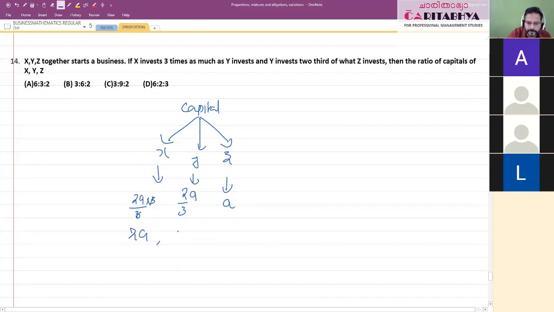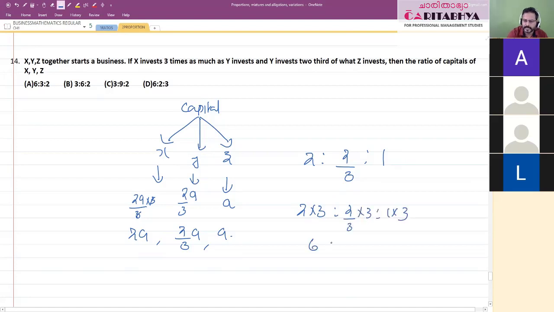X invested 2a, Y invested 2/3 a, Z invested a. So the ratio will be, since a is common in everything, 2 : 2/3 : 1. To remove the fraction we take the LCM, 3, and multiply every term by 3. So 2 into 3 is to 2 by 3 into 3 is to 1 into 3. So 6 is to 2 is to 3. Ratio will be 6 is to 2 is to 3. Clear, the question?